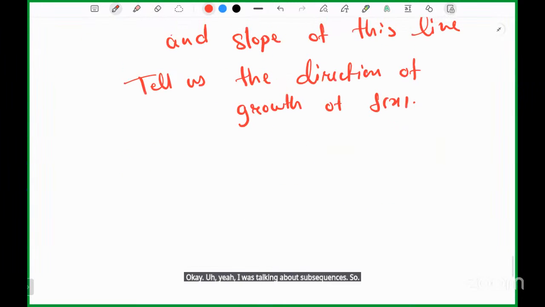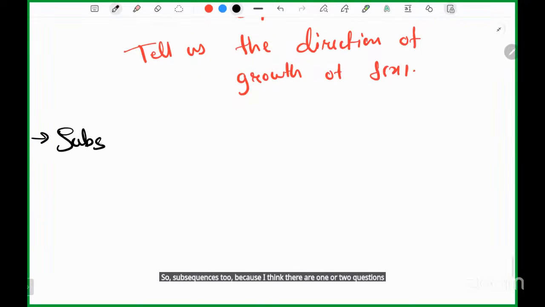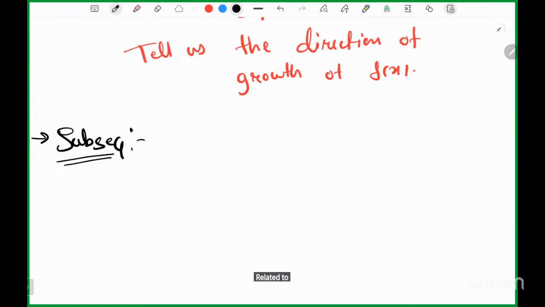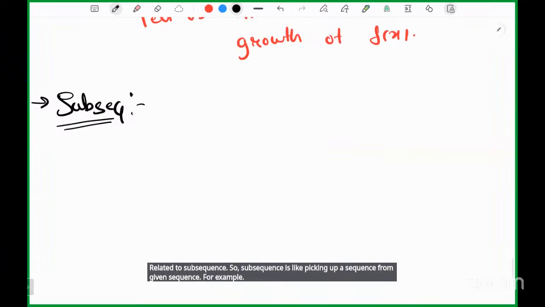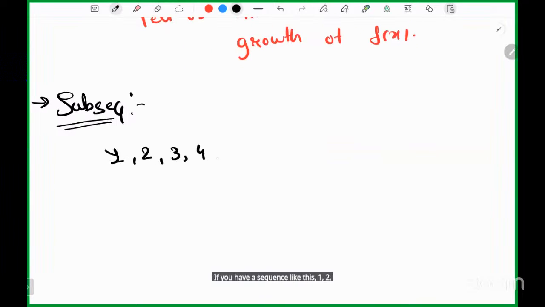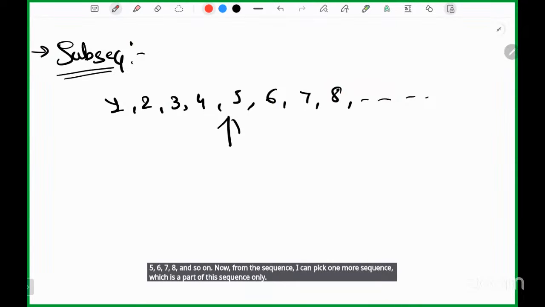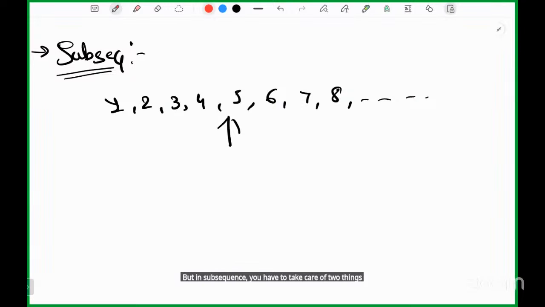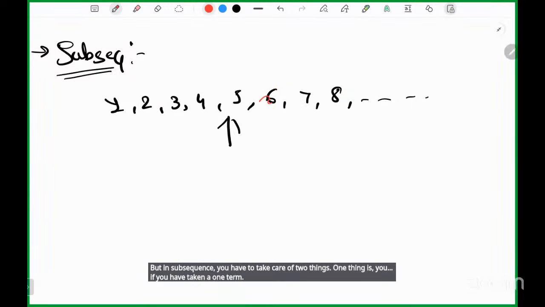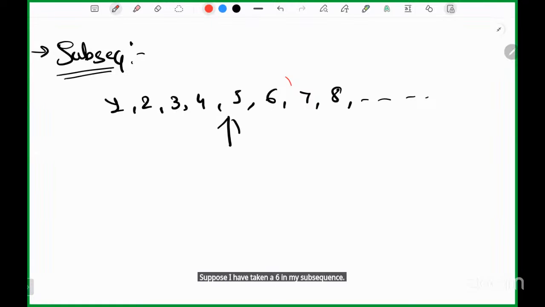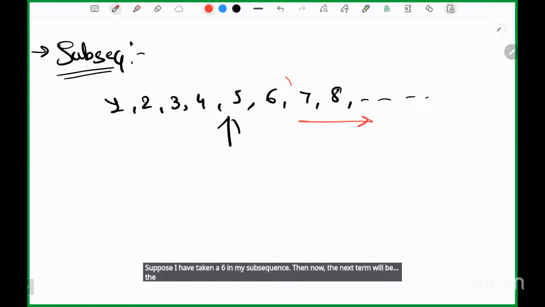So what are subsequences? I think there are one or two questions in the activity maybe related to subsequences. A subsequence is like picking a sequence from a given sequence. For example, if you have a sequence like 1, 2, 3, 4, 5, 6, 7, 8, and so on, I can pick one more sequence which is a part of this sequence only. But in a subsequence you have to take care of two things. If you have taken a term, suppose I have taken 6 in my subsequence, then you cannot go backward. The next choice will be the terms upcoming after that term.